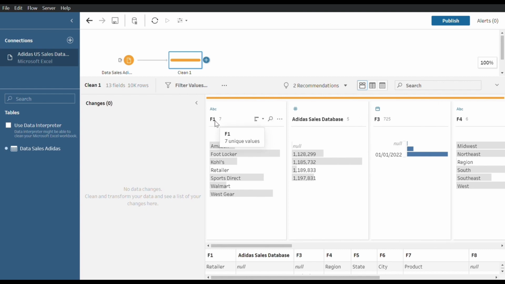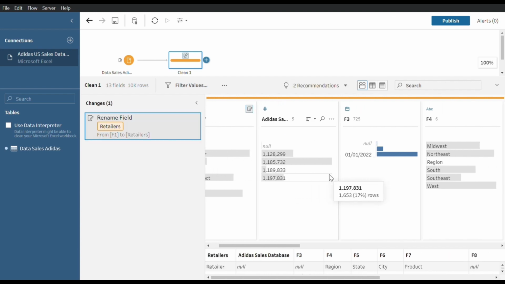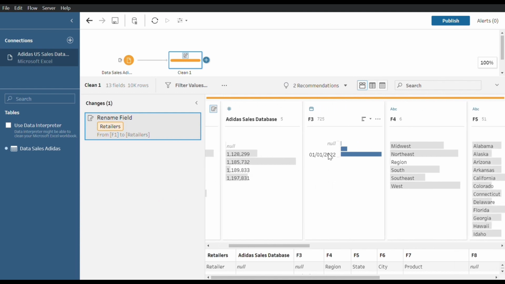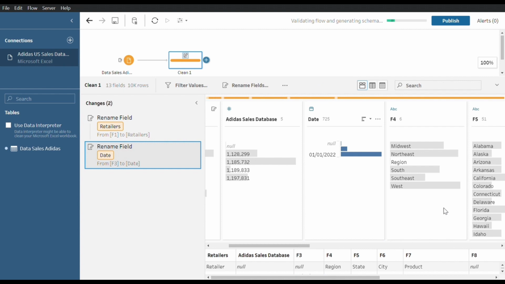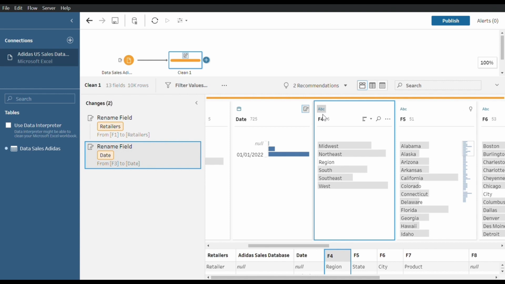So with this, down here it says retailer. So I'm just going to change this to retailers. So they're saved. And with this we can see years. So we can change this format and save it as date. This here is obviously the region. So region.